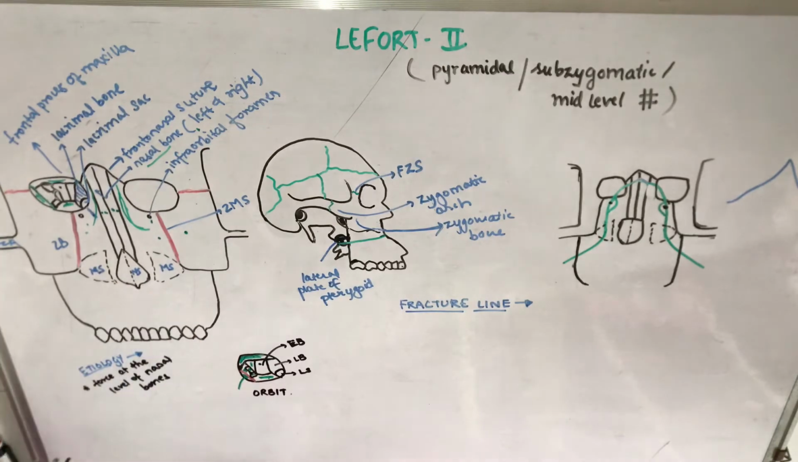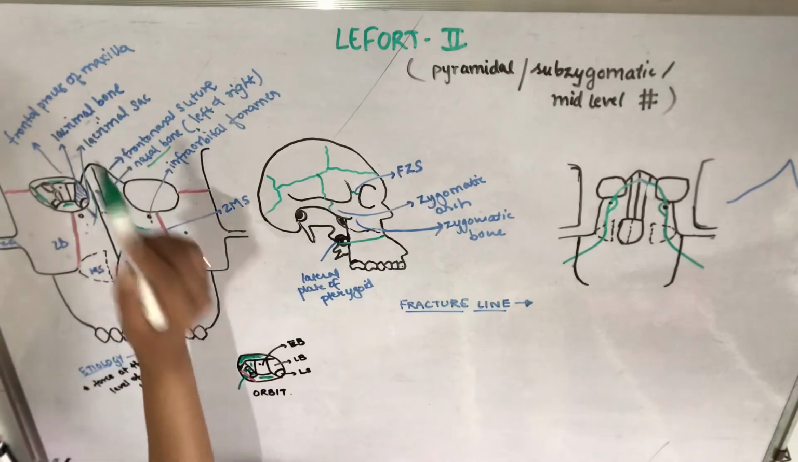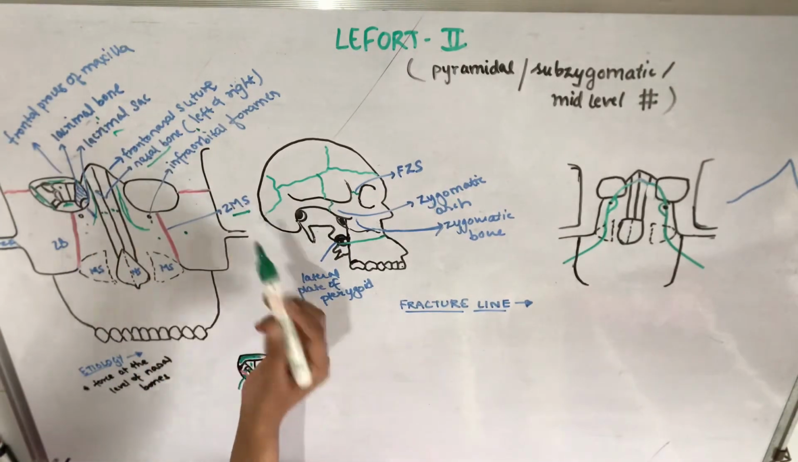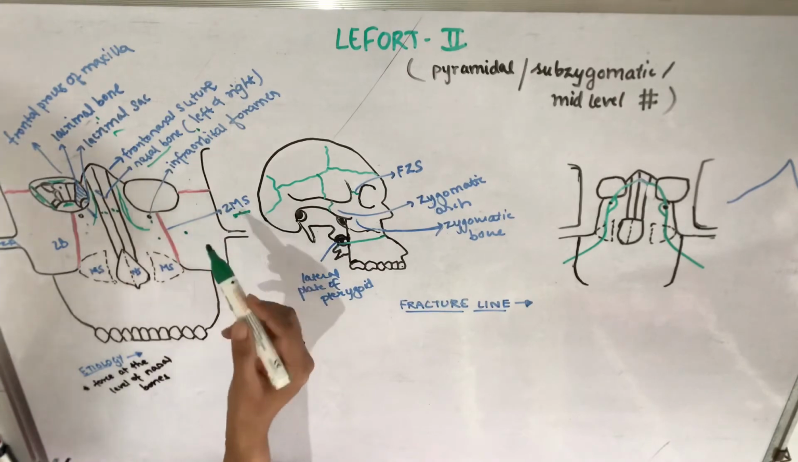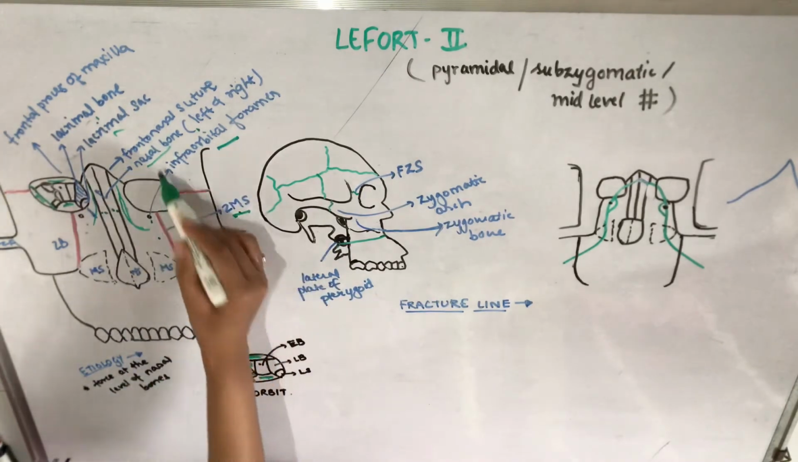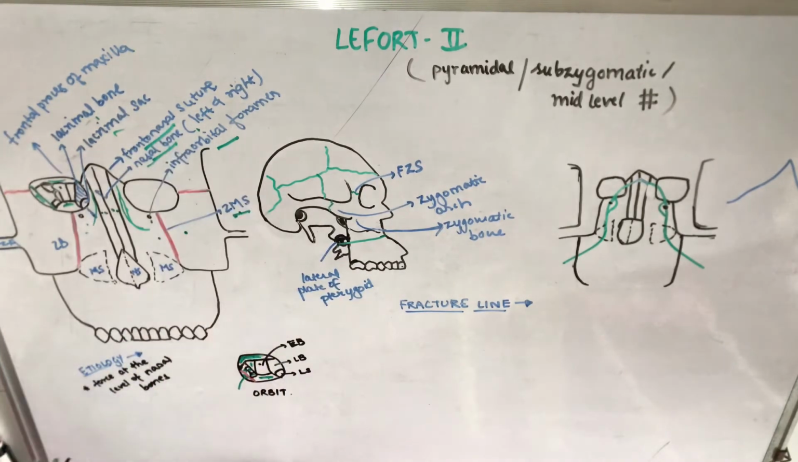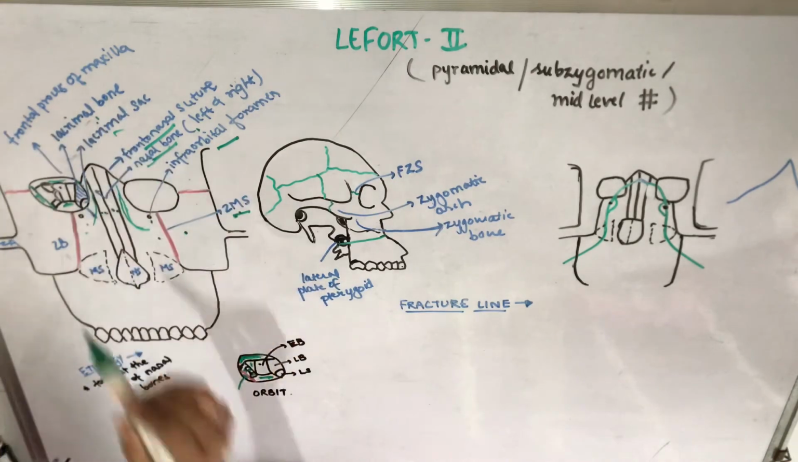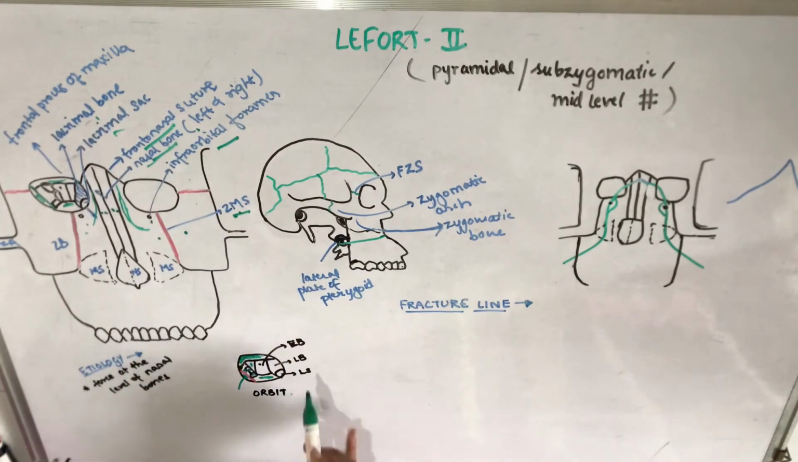This is all about the anatomy. The main anatomical landmarks that we want in Le Fort 2 are the lacrimal bone, lacrimal sac, the zygomatico-maxillary suture, then the foramen, nasal bone, and frontonasal suture. The main things I have written over here, and this was just a brief about the anatomy of the eye, that is the orbit.